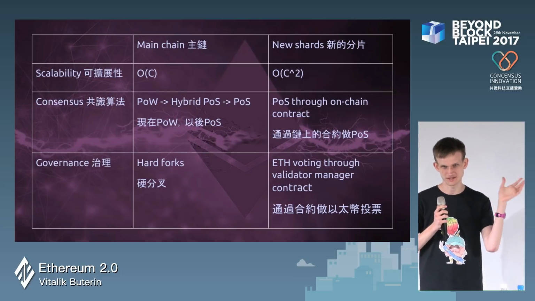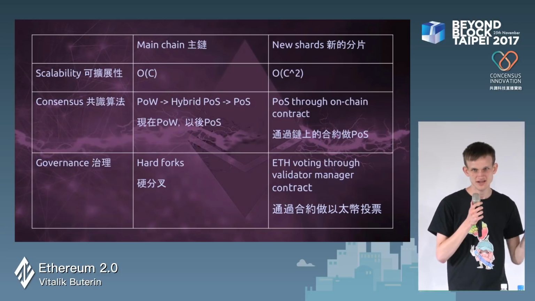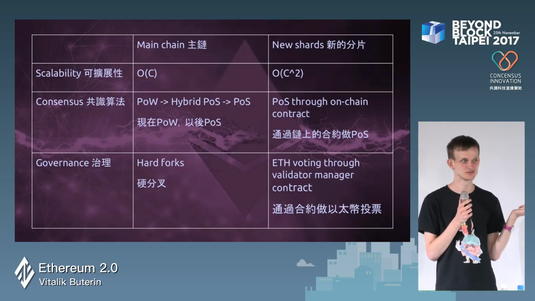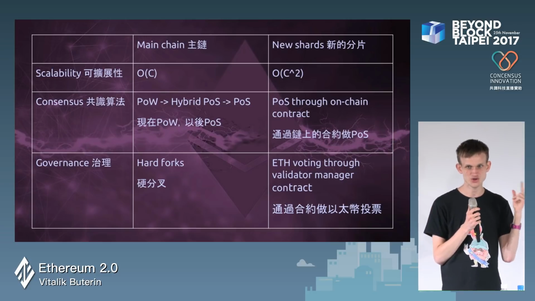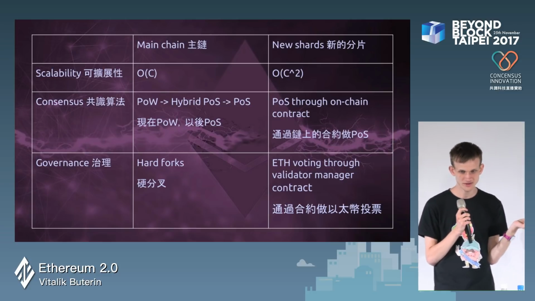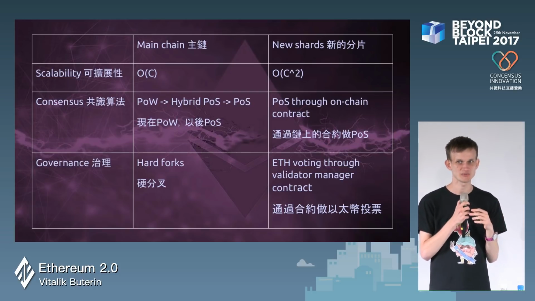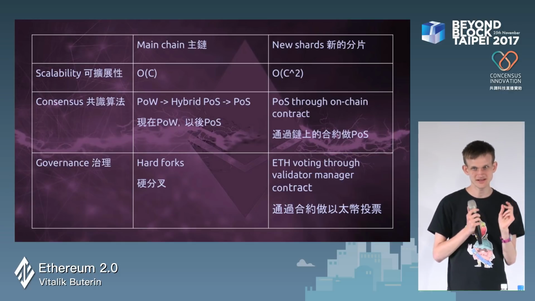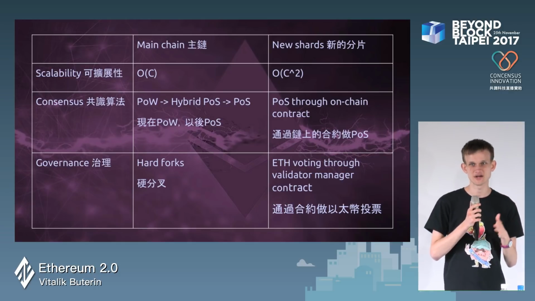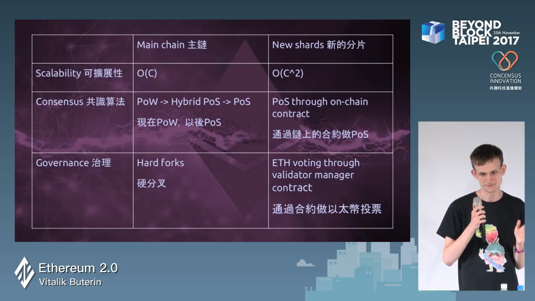So that's scalability. Consensus. Now, consensus on the main chain is proof of work now, and it's slowly moving toward proof of stake. The consensus for the shards is first going to be basically proof of stake as mediated by the validator manager contract, which sits on the main chain. So basically, it's this kind of indirect second layer consensus algorithm that sits on top of the existing main chain.